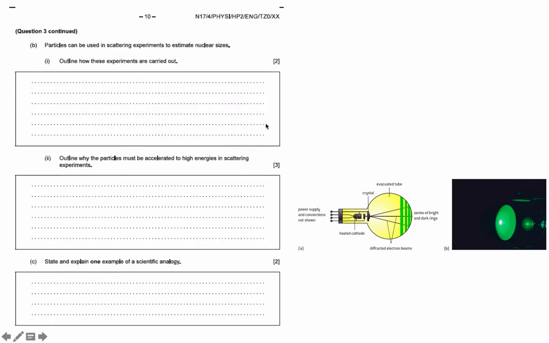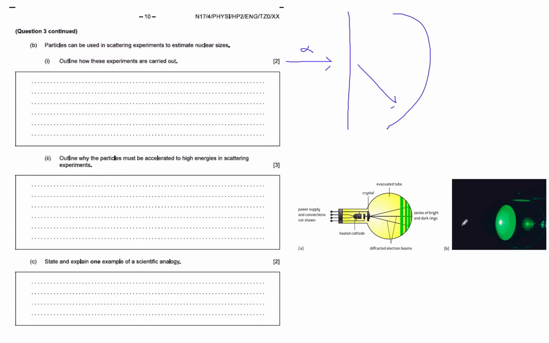Particles can be used in scattering experiments to estimate nuclear sizes. This was a vague question. So when you look at the mark scheme, you have to let me know what you think. There's basically 3 different possible things. I was thinking about the classic Rutherford experiment where you've got a thin film of stuff. You've got alpha particles flying this way, and then you have a detector out here. And you detect the angle through which the scattering occurs.